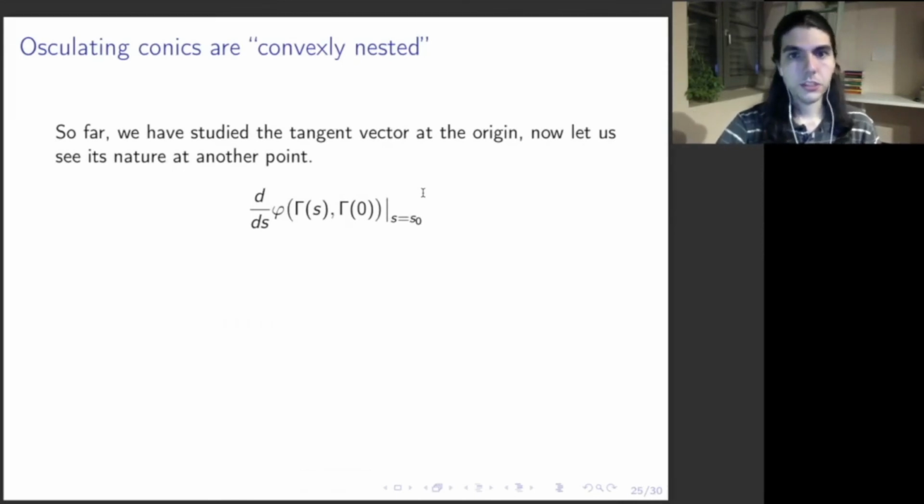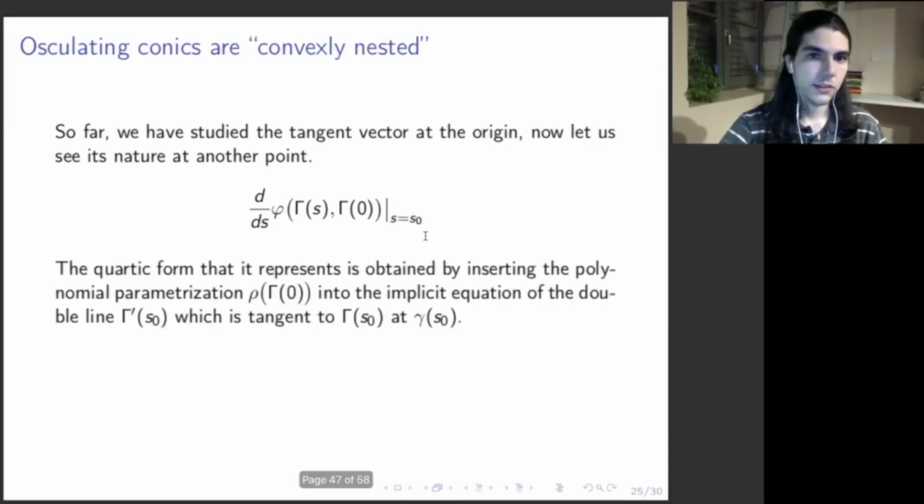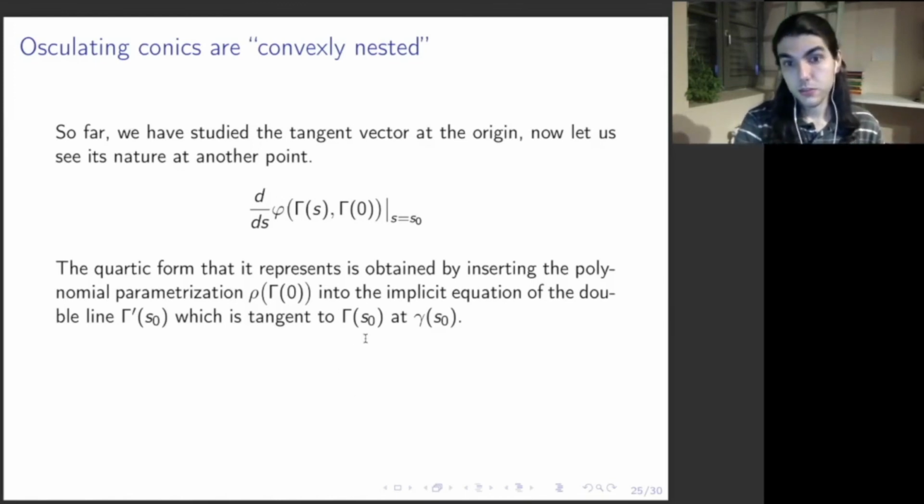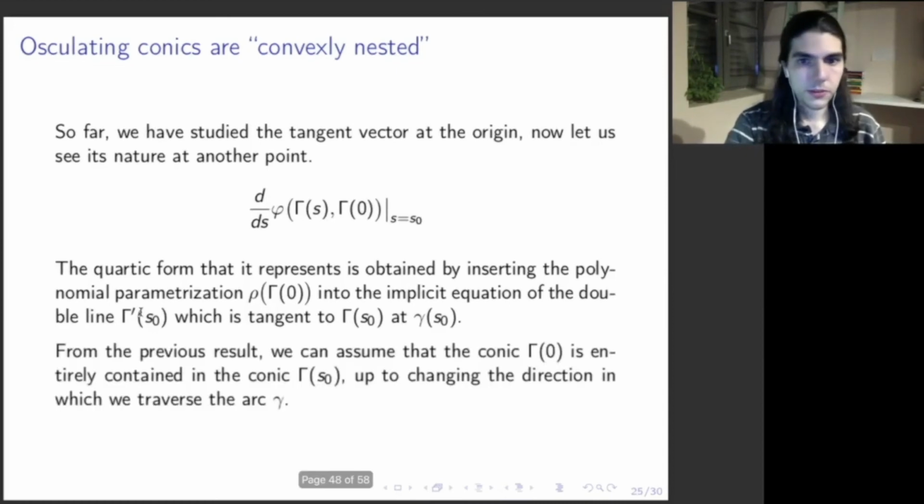So far, we have studied the tangent vector at the origin, and that was enough to prove that the osculating conics are disjoint and nested. But now we're going to have to look at the tangent vector at other points, so at s equals s0. The quartic form that it represents is obtained by inserting, once again, the polynomial parametrization of the first conic, rho of gamma 0, into the implicit equation of the double line of gamma s0, of the next osculating conic that we pick, which is given by the derivative gamma prime of s0.